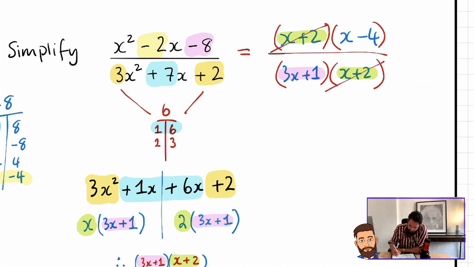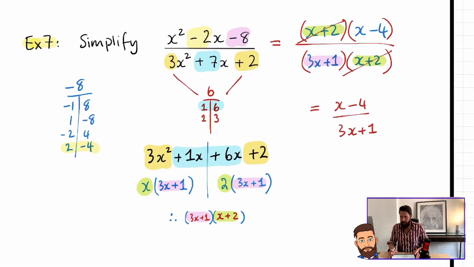And what do we get? We get left with x minus 4 over 3x plus 1. And we're done. And that is the final answer for that question. So basic factorising gives us the two brackets on top. Using the method for when a is greater than 1 would give us the brackets for the bottom, and then it's a case of cancelling them down. Okay.